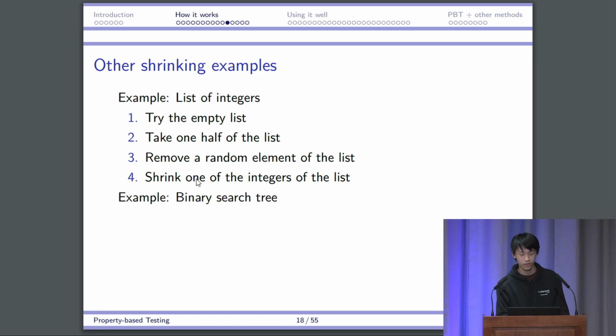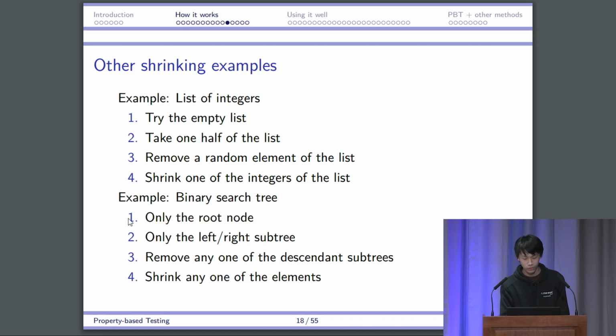Here's another example, a binary search tree, right? And the algorithm is similar. So first of all, we take only the root node, because that's the simplest example. We could take only the left and right subtree. We could remove any one of the descendant subtrees, or we could shrink any one of the elements. Okay.